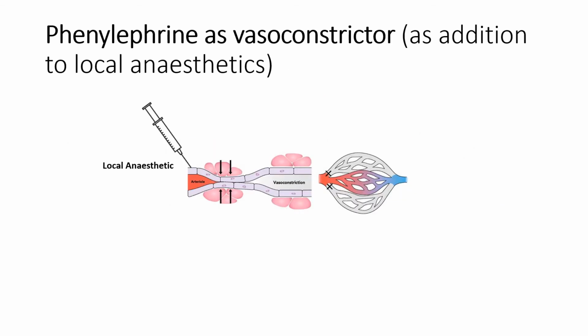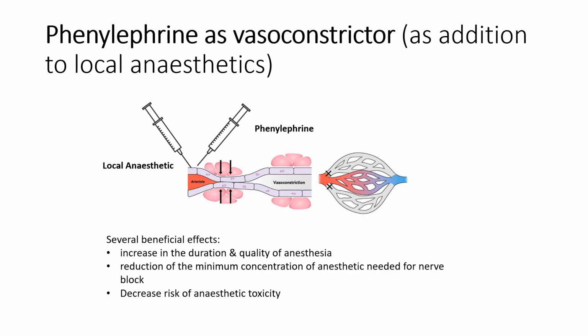The addition of a vasoconstrictor to local anesthetic may have several beneficial effects. By constricting blood vessels, phenylephrine decreases blood flow to the site of injection, thus decreasing perfusion into systemic circulation. Thereby, this would increase the duration as well as quality of anesthesia. It would also result in the reduction of the minimum concentration of anesthetic needed for nerve block, as well as decrease the risk of local anesthetic toxicity.